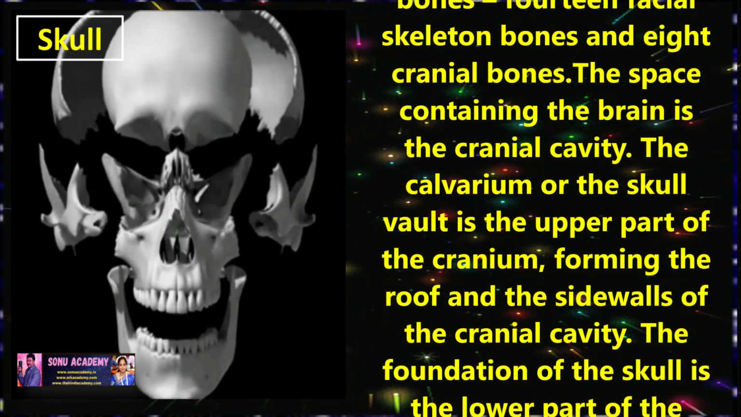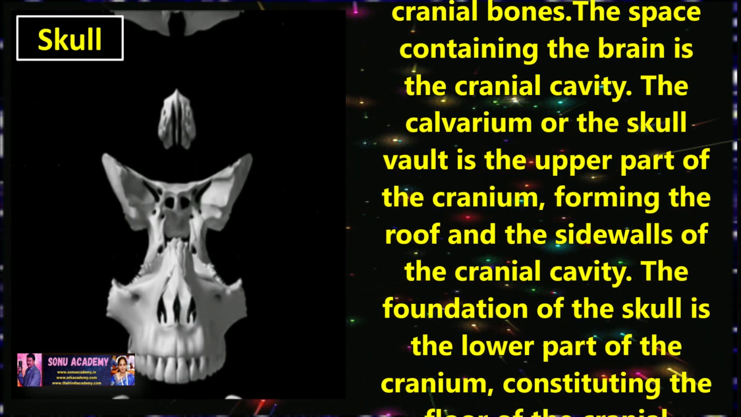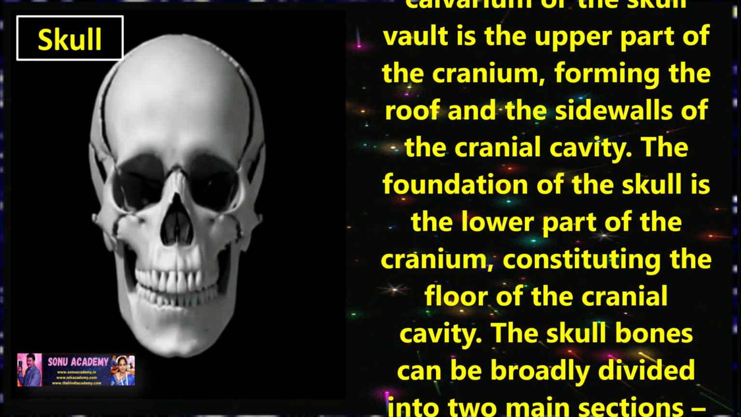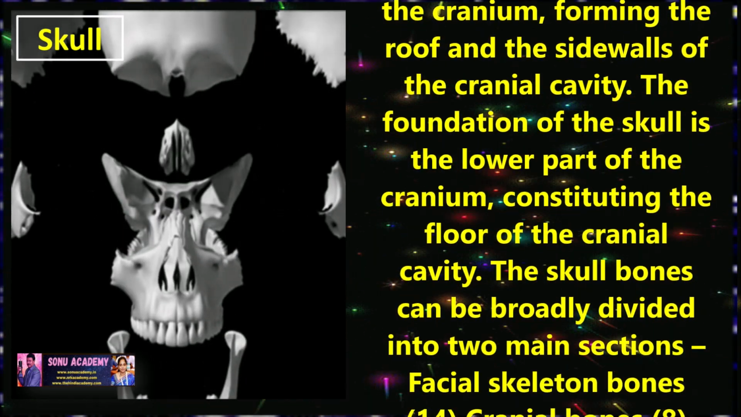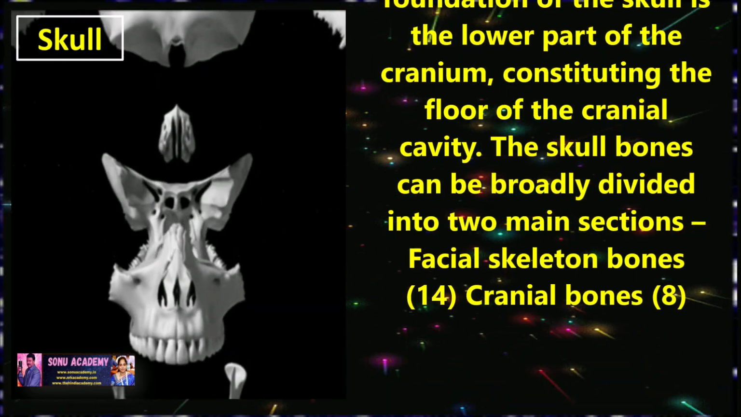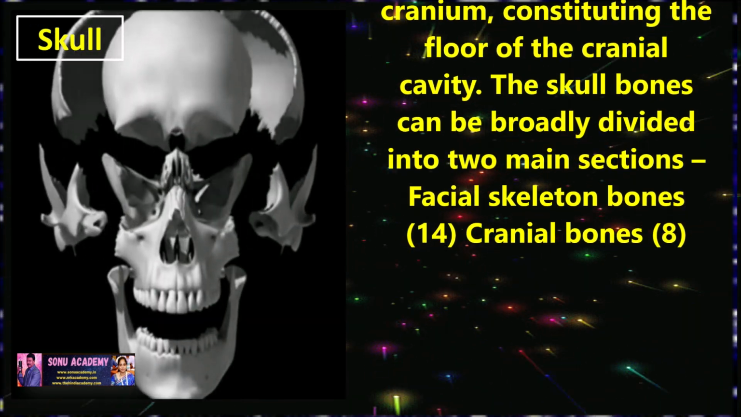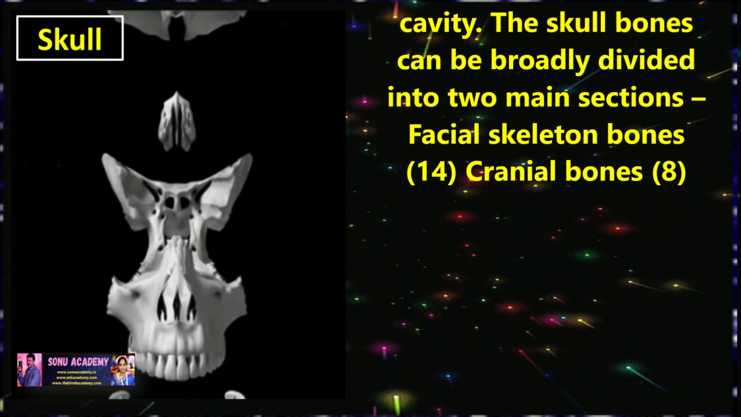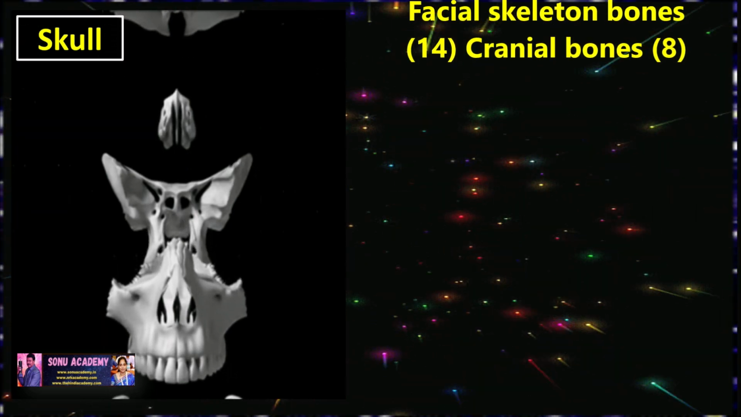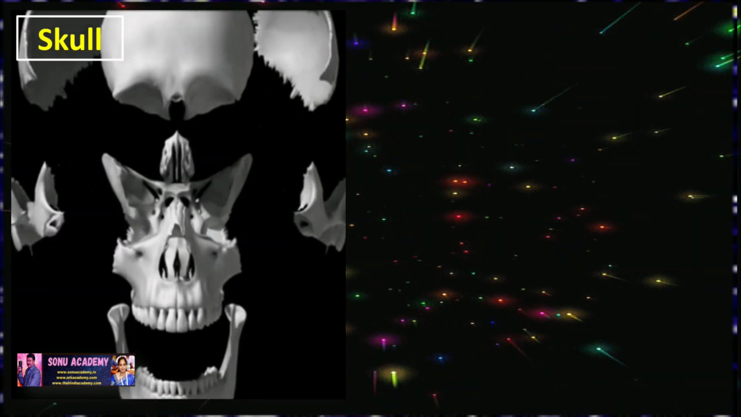The space containing the brain is the cranial cavity. The calvarium or the skeletal vault is the upper part of the cranium, forming the roof and side walls of the cranial cavity. The foundation of the skull is the lower part of the cranium, constituting the floor of the cranial cavity. The skull bones can be broadly divided into two main sections.